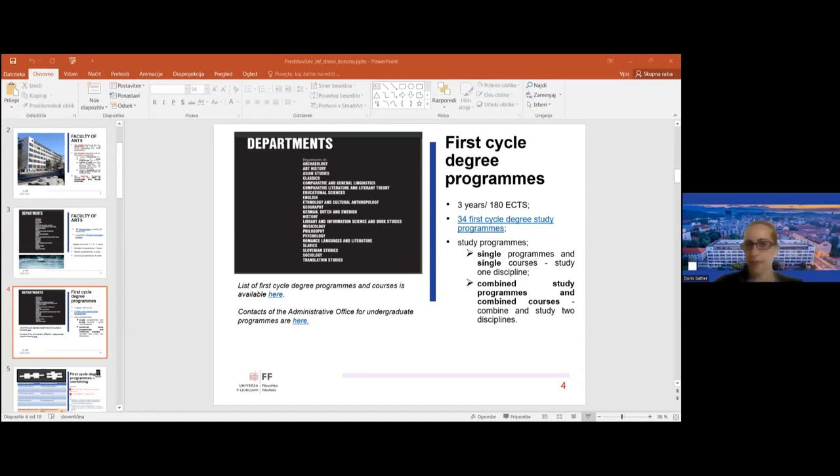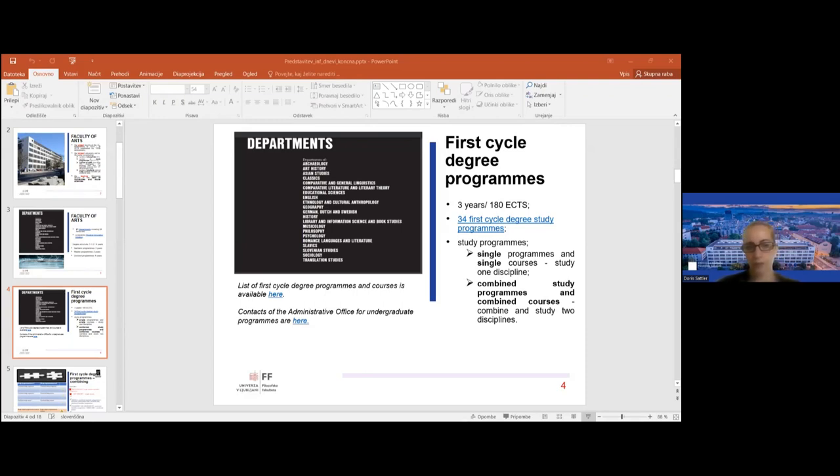I will start with first cycle degree programs. They last 3 years and have 180 ECTS. We have 34 first cycle degree study programs. We offer single programs and single courses where you can study one discipline. And this is one of our specialties, we offer combined study programs and combined courses where you can combine and study two disciplines, which certainly contributes also to your employability after finishing the studies.